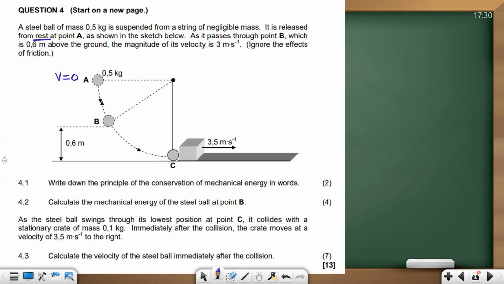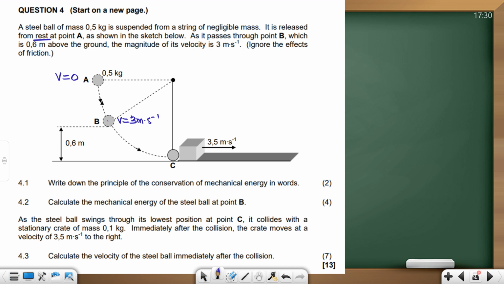As it passes point B, which is 0.6 meters above the ground, the magnitude of the velocity is 3 meters per second. They are telling us that at point B, the velocity is now 3 meters per second. Do you notice? It was from 0. It's moving. The velocity is increasing. Why is it increasing? Because it's been pulled down by a force called the force of gravity. We will understand this better again when we do vertical projectile motion. I think that should have been the first topic anyway, but the syllabus says momentum.